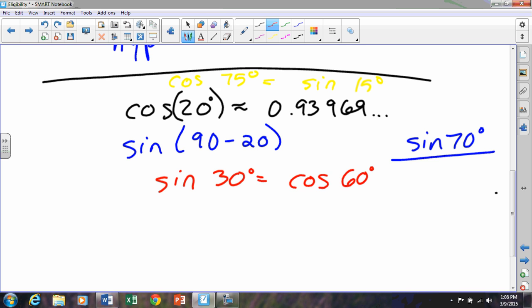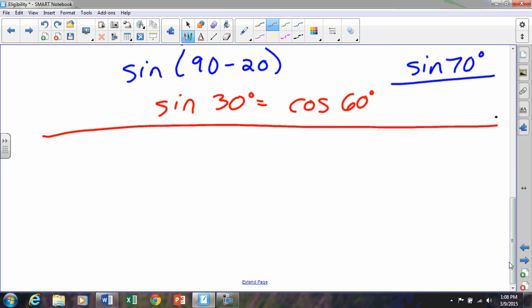So there we go. Really quick, really easy. You just change the sine and cosine, but you also change it to its complementary angle. Just subtract the angle off from 90. That's it. If you know that fact, the work is just instant. If you don't know it, you're kind of SOL.